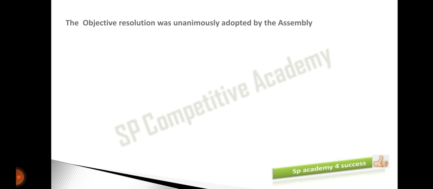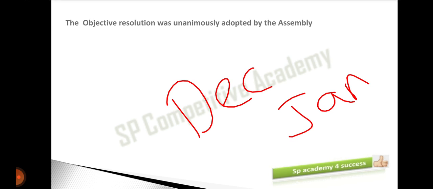This objectives resolution was unanimously adopted by the assembly within one month, in the month of January. In December, Jawaharlal Nehru ji moved this in the assembly, and in January it was unanimously adopted by the assembly and later converted into the preamble. And who prepared this objectives resolution? This point also we have discussed. It was not prepared by Jawaharlal Nehru ji. Instead, it was prepared by Motilal Nehru ji, who was the father of Jawaharlal Nehru ji.